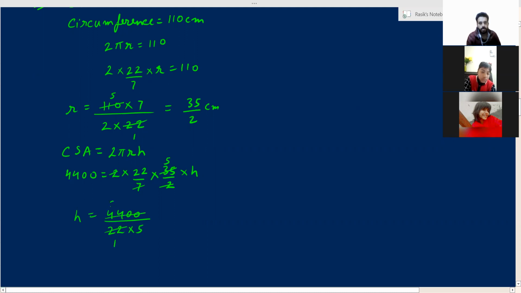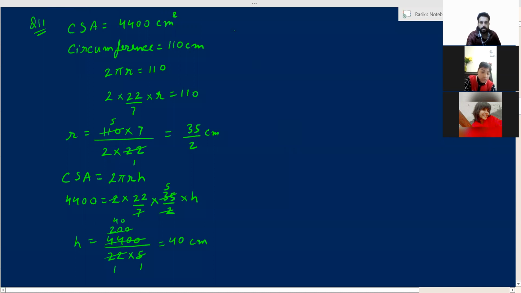So this is 200, and 200 divided by 5 is 40. So h is equal to 40 centimeters. This is the height.